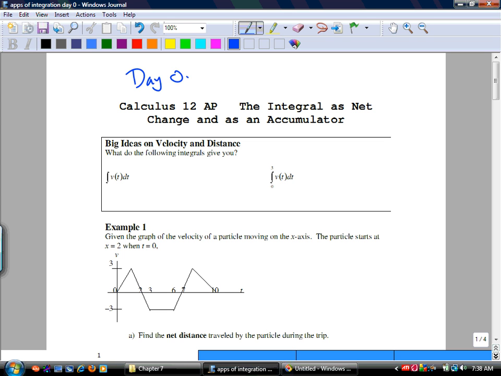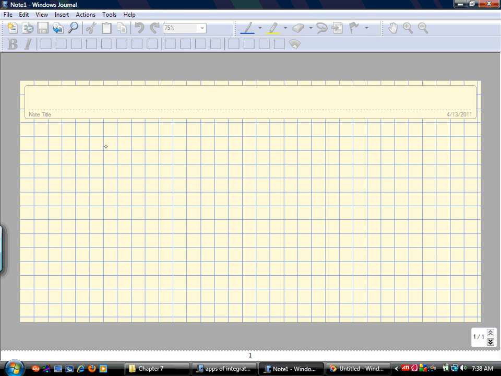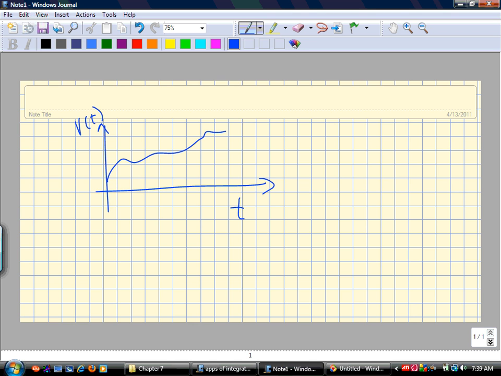So what does the integral of the velocity function give you? Well, yeah, it gives you the area under the velocity. Okay, so yes, but what does that tell you though? So time, velocity, and you got some velocity curve that looks like that, and yes, it gives you the area under that curve, but what does it do for you? When you find the area under a velocity curve, it tells you distance.